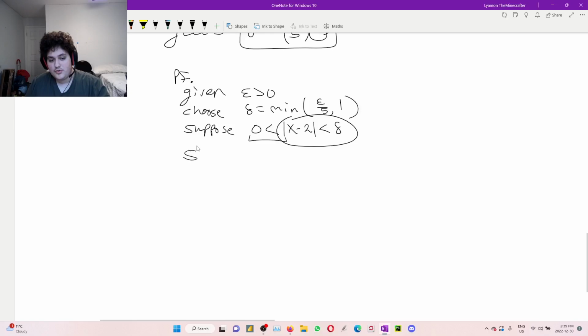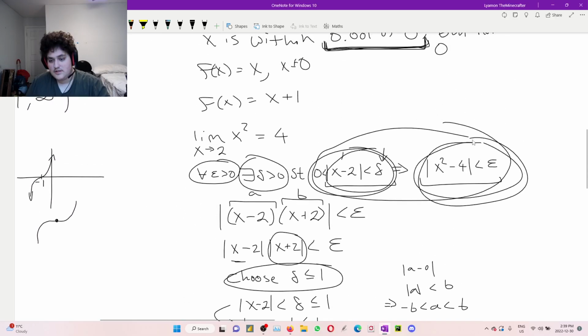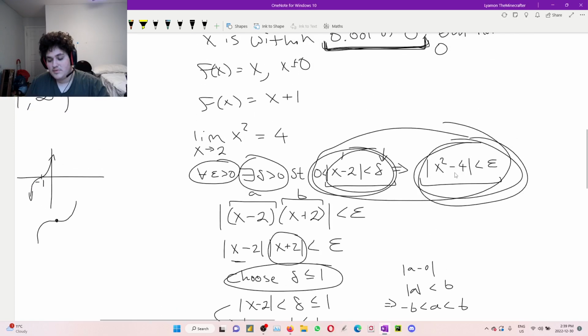Then we want to show that, what we're trying to imply, is that we can be within epsilon of 4. Sorry, yeah, the function will be within epsilon of 4.